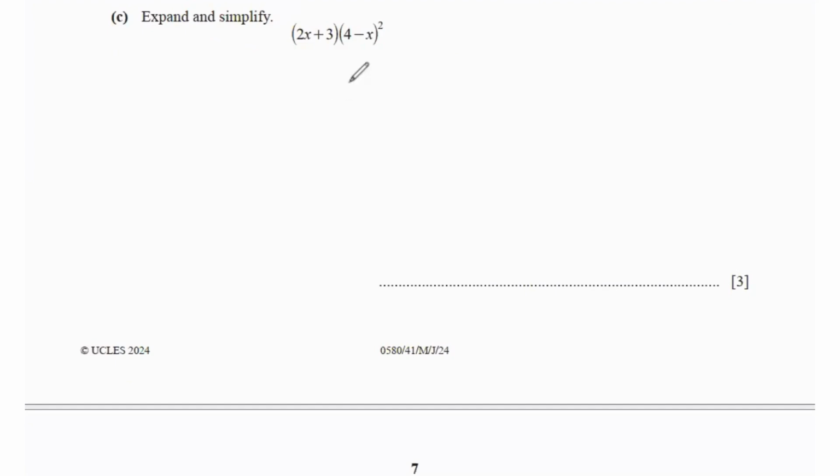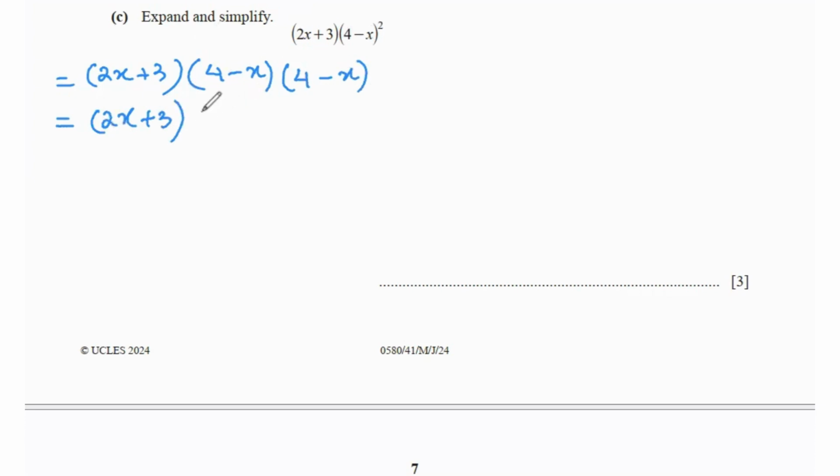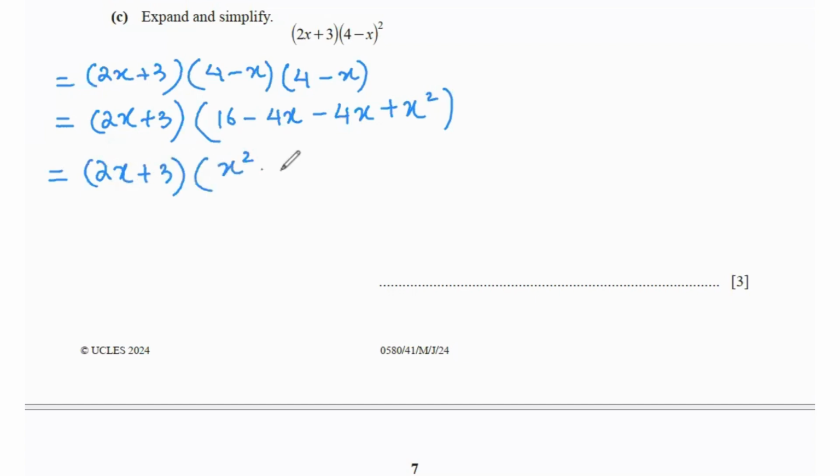Expand and simplify. So expanding triple brackets, first we expand the double bracket, which is 4 minus x whole squared. So 2x plus 3 times 4 minus x times 4 minus x. That's going to be 4 times 4 is 16. 4 times negative x is negative 4x. Negative x times 4 is negative 4x. Negative x times negative x is positive x squared. So 2x plus 3 times x squared minus 8x plus 16.